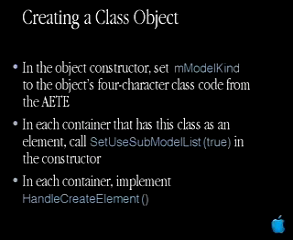In the constructor, you set the model kind to that 4-character code that you've defined in your terminology, and that's how it gets linked. And then in each container that has that class as an element, this is the containment relationship, you call SetUsesSubModelList to true, and that says, oh, I'm a container. I contain these things.